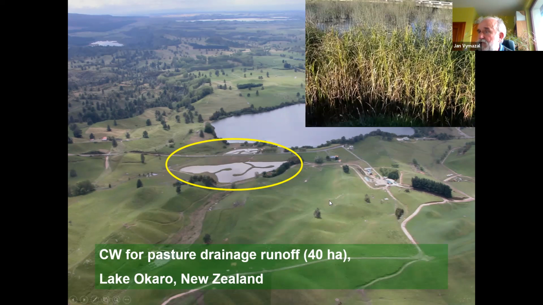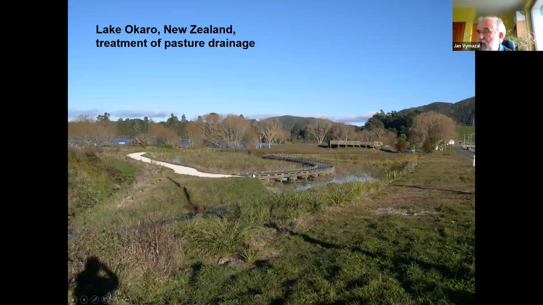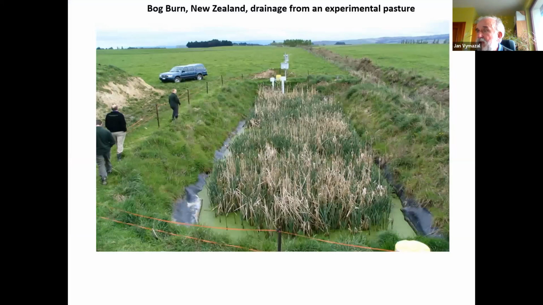And this is the wetland with the plants. So, of course, the first picture was without the plants. Now it's well planted. Another example from New Zealand. In fact, New Zealand is well advanced in the use of constructed wetlands to treat agricultural drainage. They have very nice guidelines.